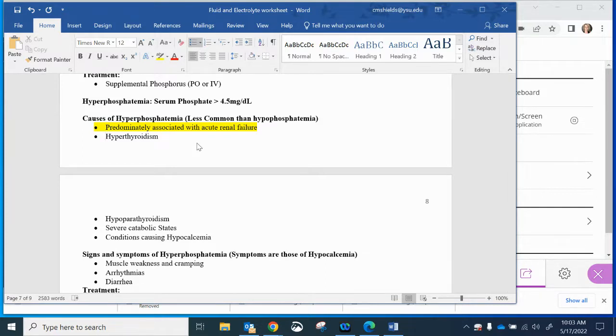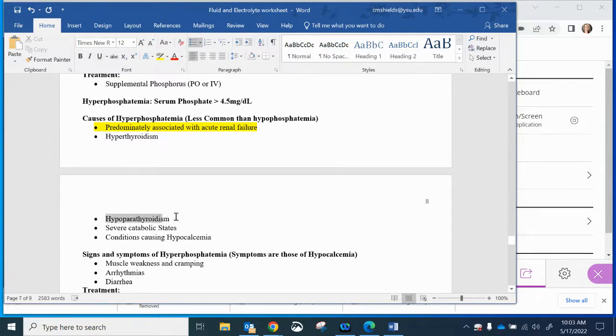So if I see somebody with high phosphates, the first thing I look at is, what is their kidneys doing? What's their BUN and creatinine? Are they clearing anything out? Same with potassium. That's the first thing that we look at. Hyperthyroidism, which can play a role in that.